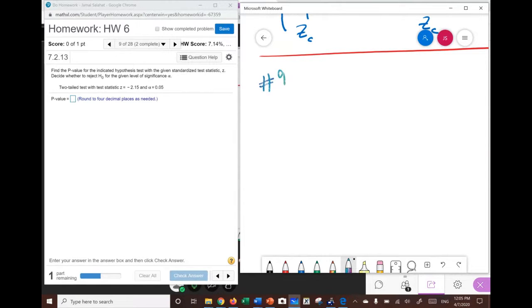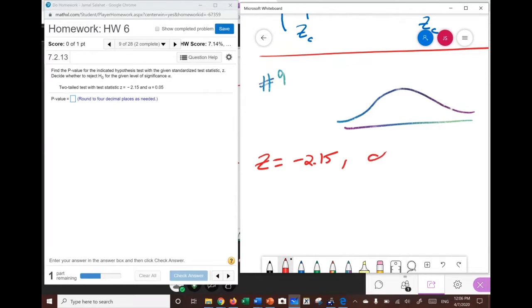In number 9, they give us a two-tailed test because they said, find the p-value for the indicated hypothesis test with the given standardized test statistic Z. So they gave us a test statistic Z, which is equal to negative 2.15. And they gave us alpha. And they tell us this is a two-tail test. So there are two rejection regions.